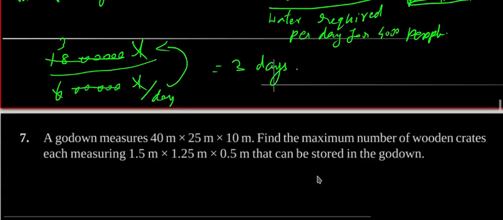Okay. Now we will move to the next question. A godown measures 40 meter, 25 meter, 10 meter. So these are the dimensions of the godown. Find the maximum number of wooden crates, each measuring 1.5 meter, 1.25 meter, 0.5 meter, that can be stored in the godown. Okay.